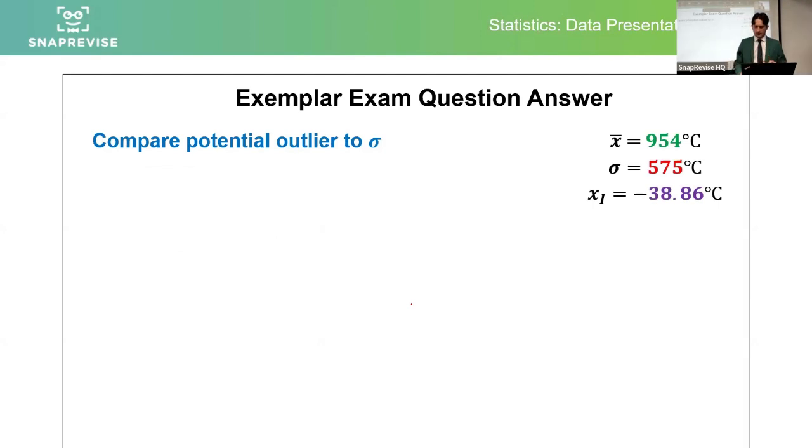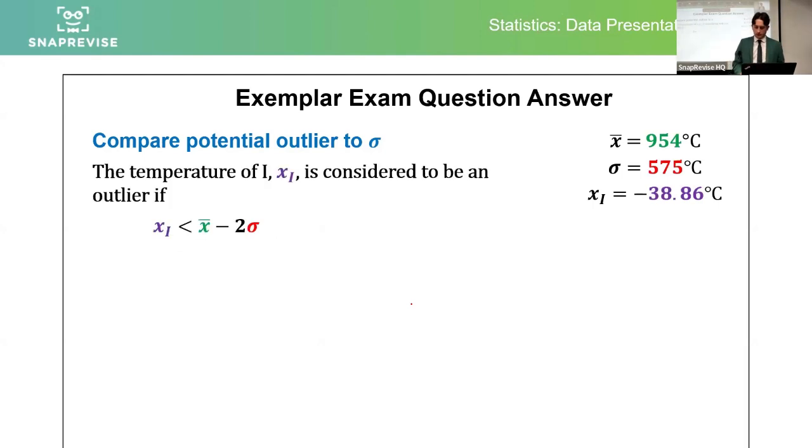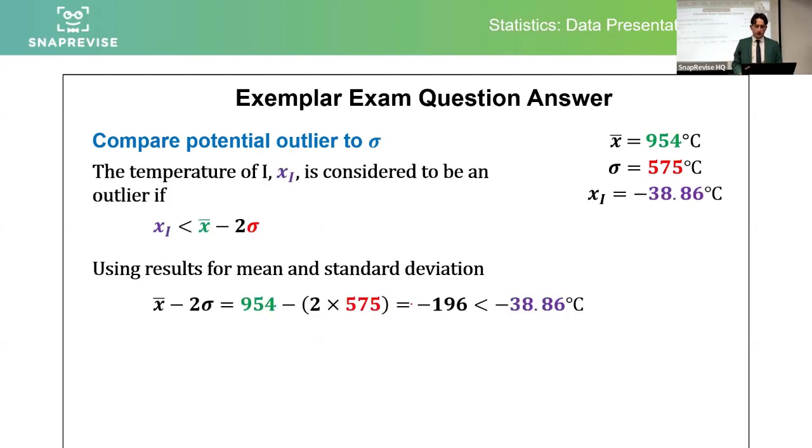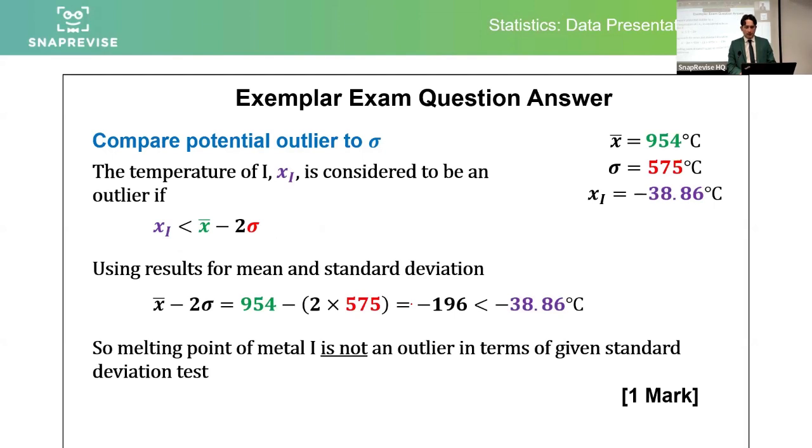Sorry, they didn't define it as that. They said take the mean and minus 2 standard deviations from it. So if we take 954 and we minus 2 lots of 575 away, we get minus 196. Now, minus 38.86 is not 2 standard deviations below. It is in the negatives, which looks a bit weird, but it's not as extreme as we would consider an outlier.